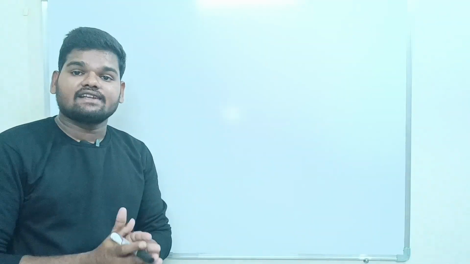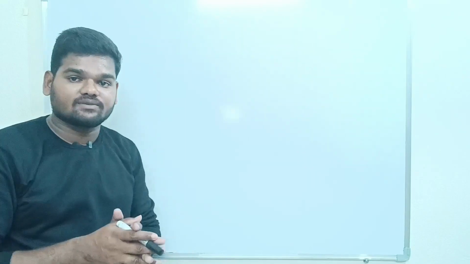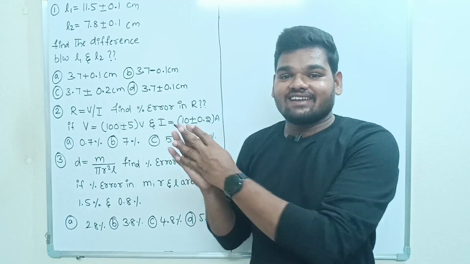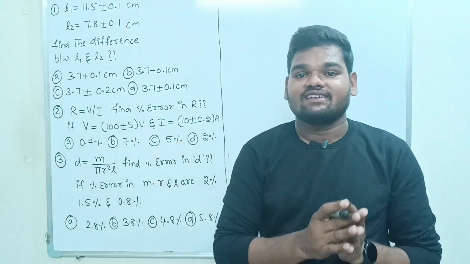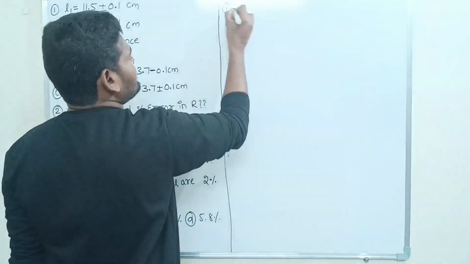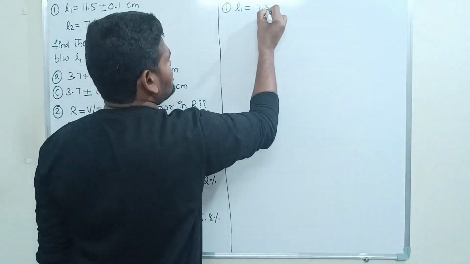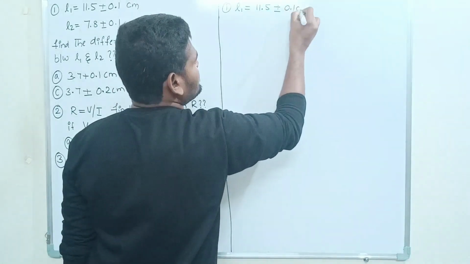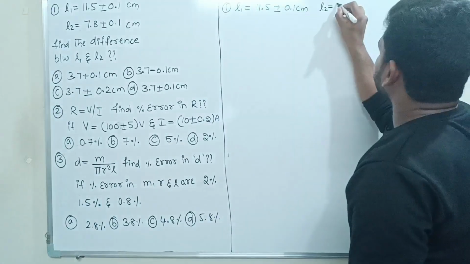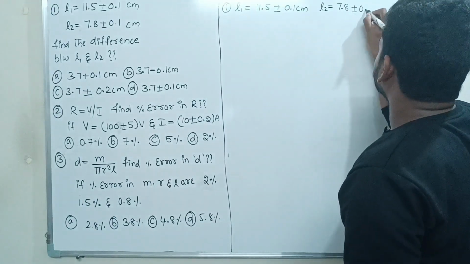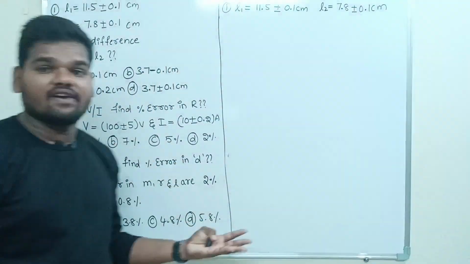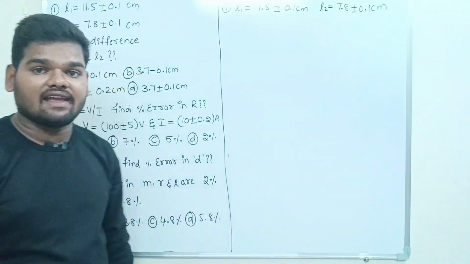Okay, right. So let us see some examples based on this concept. These are some examples on combination of errors. Have a look at the solution of these examples. What is the first one? They are given L1 is equal to 11.5 plus or minus 0.1 centimeters, and the second one L2 is equal to 7.8 plus or minus 0.1 centimeters. What we have to find is the difference between L1 and L2.